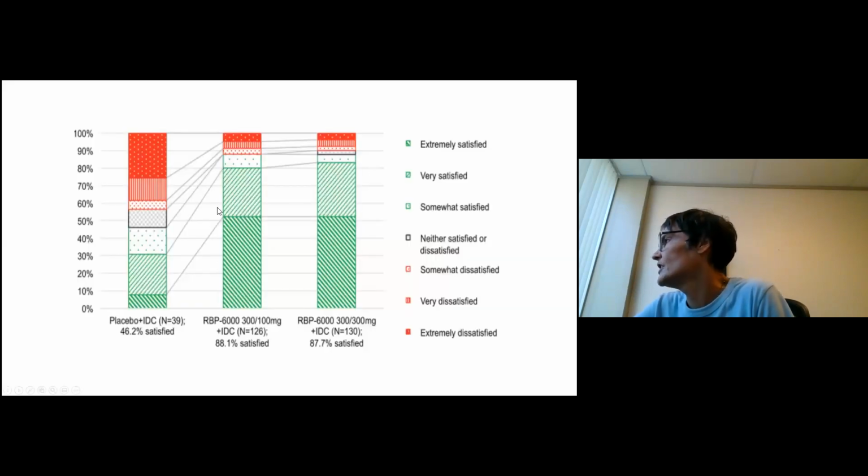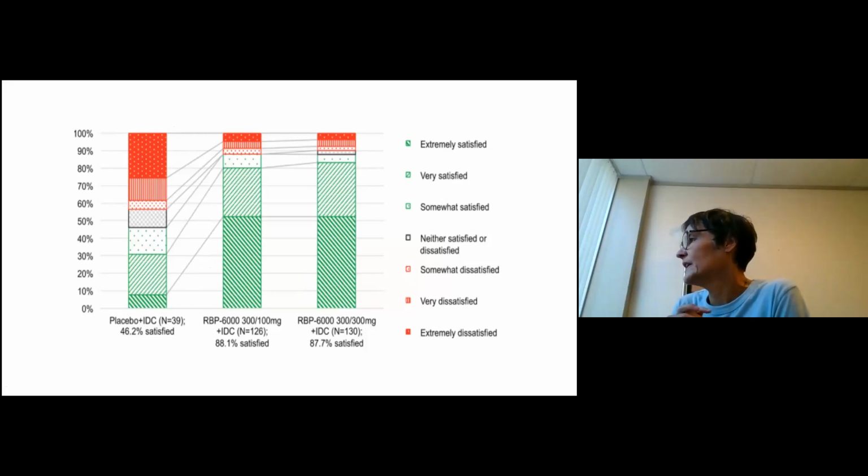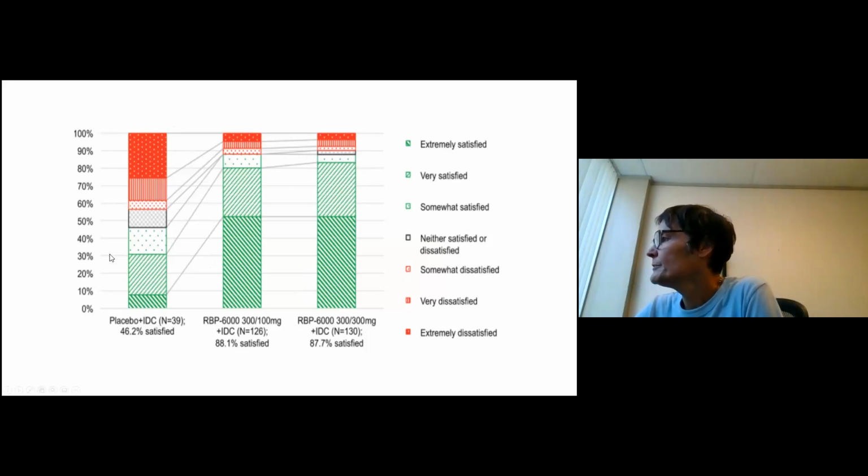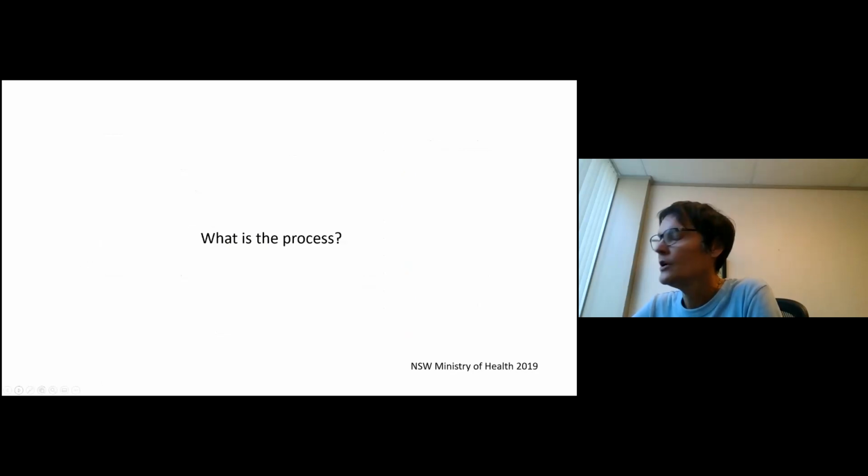And this is just one of the figures from the study. Again, it was placebo, the same cohorts. So red is not satisfied, green is super satisfied. The placebo had more red and neutral than green. The 300, 100 and 300, 300 had just super green. They were very satisfied and extremely satisfied with the medication. Okay, so that's the why and the results.